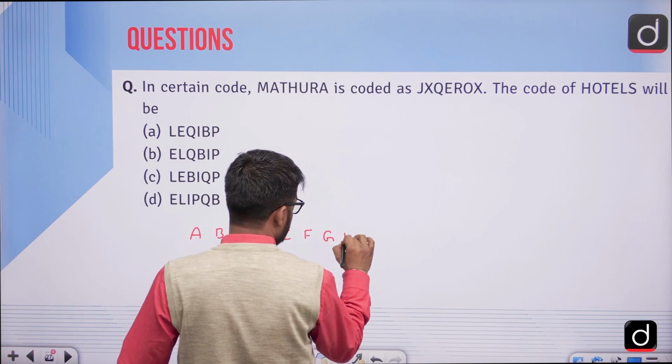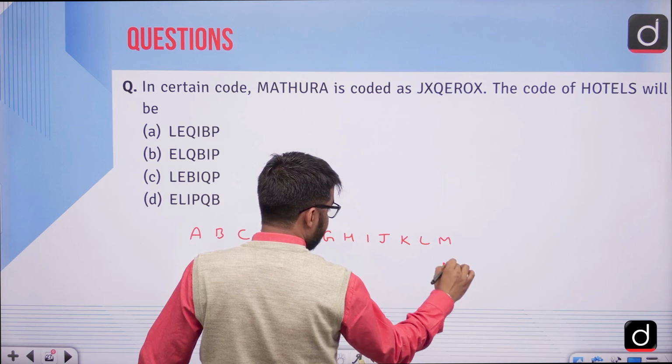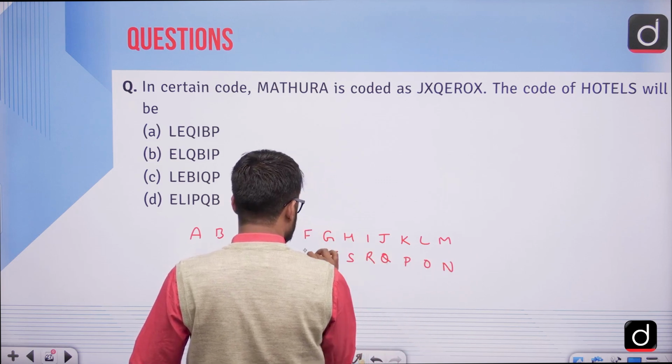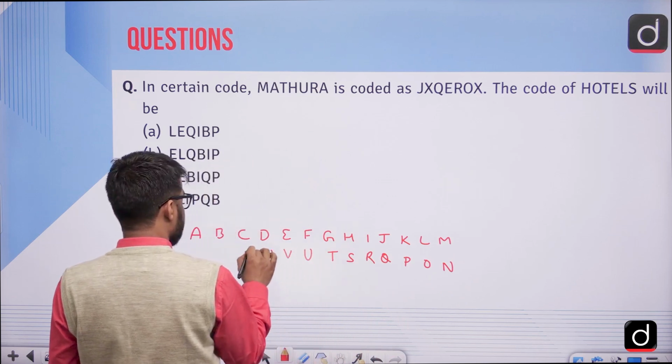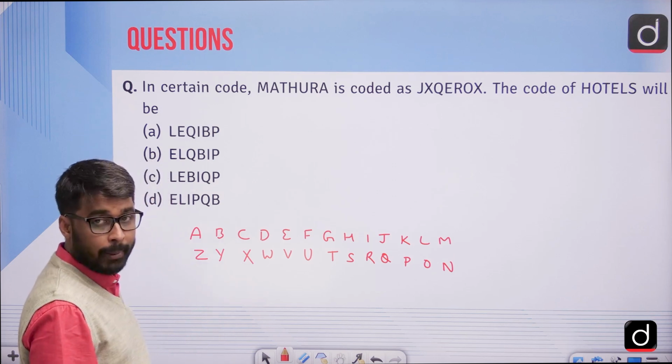As I told you, in order to solve any coding decoding question, you need your ABCD and the fixed format of writing ABCD. The first 13 letters should be written left to right, and the next 13 letters should be written right to left, starting below from.